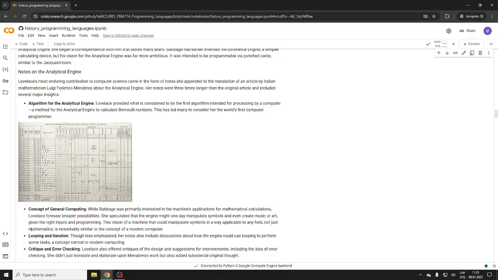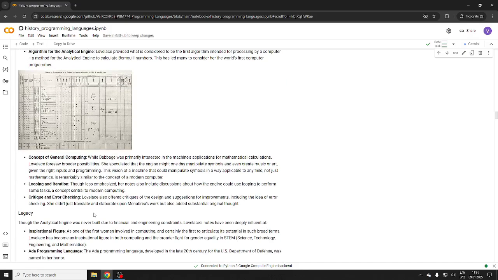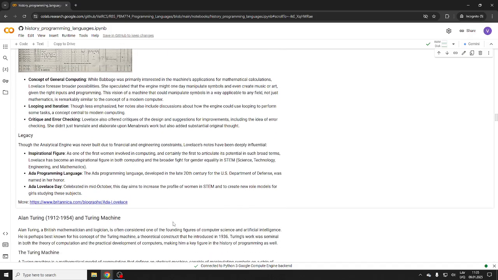There are loops inside, there's iteration, and there's actually some error checking. Of course, a big inspiration. But now I'll skip to the 20th century, and of course we'll get to Alan Turing, obviously one of the founding figures.